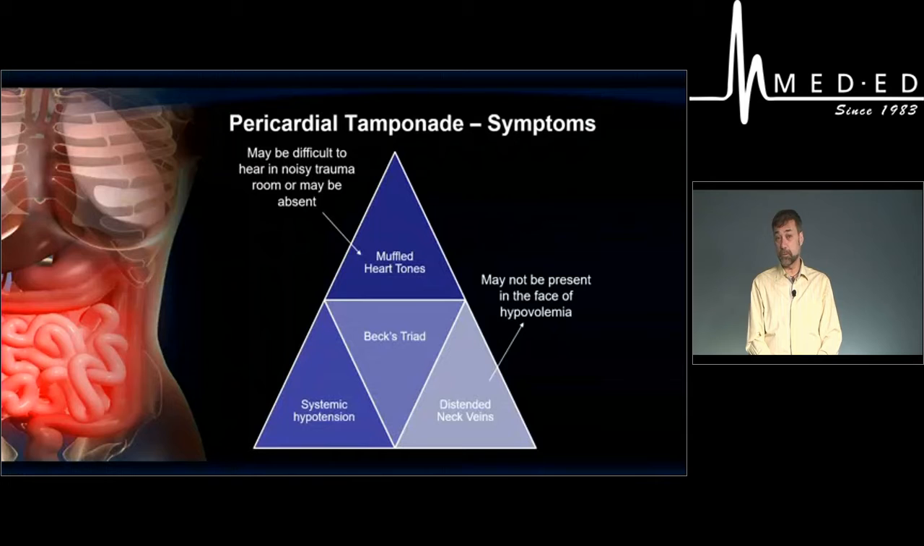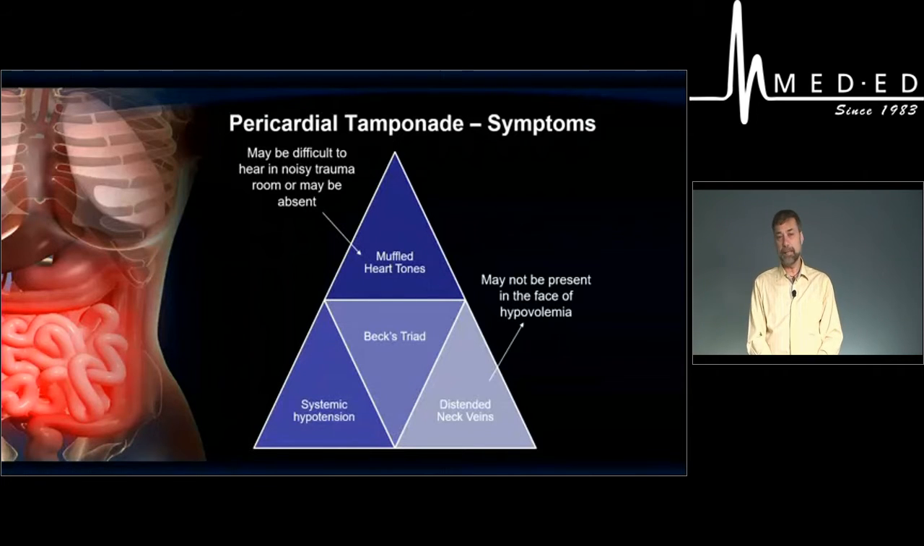And muffled heart tones, they're muffled because, of course, the blood is building up in front of the heart, so it's going to absorb some of the sounds that your stethoscope may pick up. So when you put your stethoscope over the chest, instead of lub-dub, you may hear the muffling. It's muffled behind the fluid. However, if you're working in a busy trauma room, who can hear muffled heart tones, right? Yeah, they may be there, but they're probably going to be very difficult to assess in a noisy trauma room.